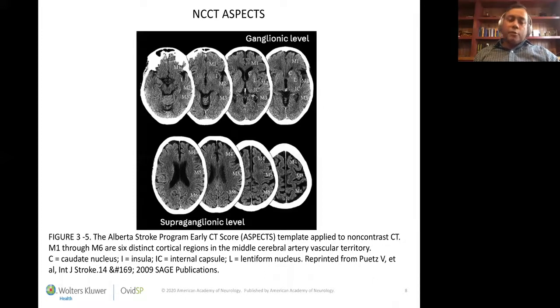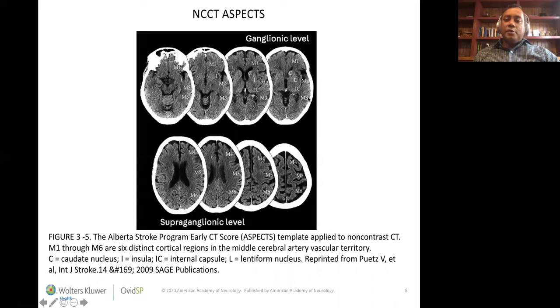Most of you would have heard of ASPECTS. ASPECTS is the Alberta Stroke Program Early CT Score that came from here, Calgary. It is essentially looking at the MCA region of the brain and assessing that MCA region for early ischemic changes. The MCA region is divided into 10 regions: 6 cortical regions, M1, M2, M3, 4, 5, 6, the caudate, lentiform, internal capsule, and the insula. It is assessed at 2 levels, at the basal ganglionic level and at the supraganglionic level.